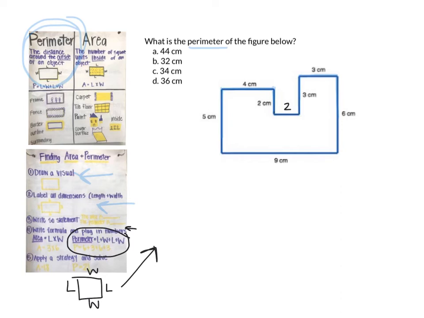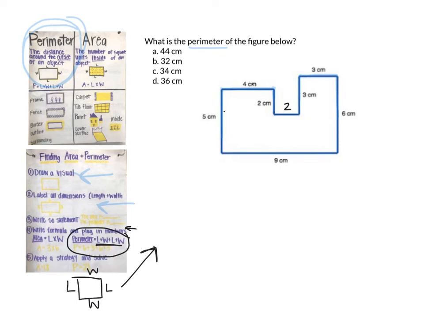Okay, we actually have 1, 2, 3, 4, 5, 6, 7, 8 sides. So instead of length plus width plus length plus width and just adding 4 numbers, we're going to be adding 8 numbers. So perimeter is the distance around our shape. So it doesn't matter that we have more than 4 to plug in our formula. We're just going to plug in all the side lengths.